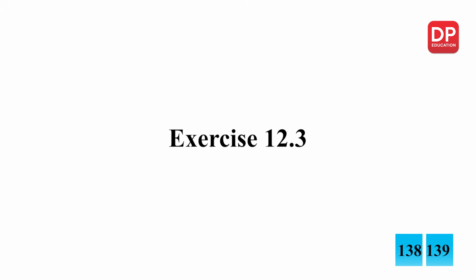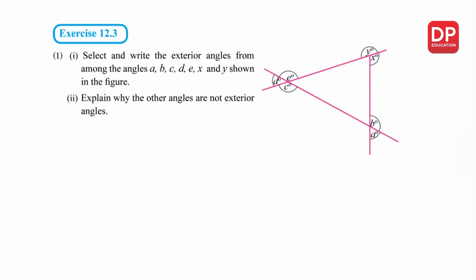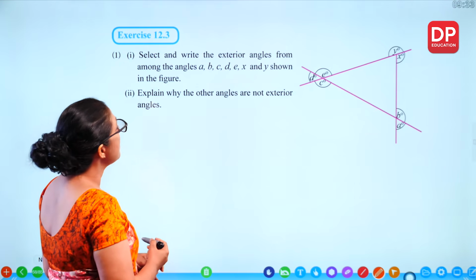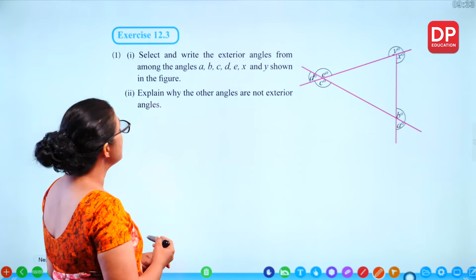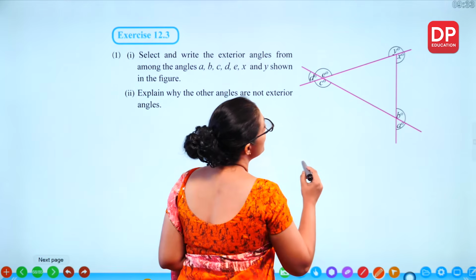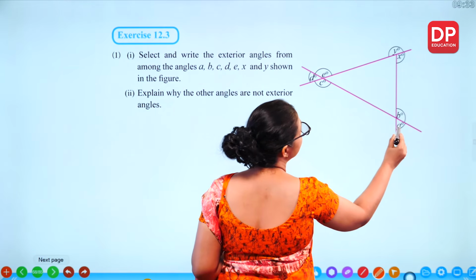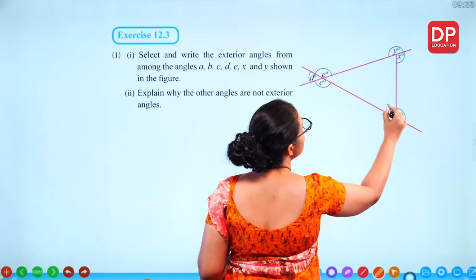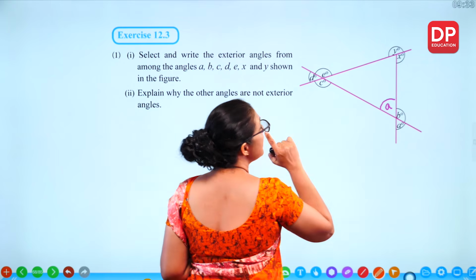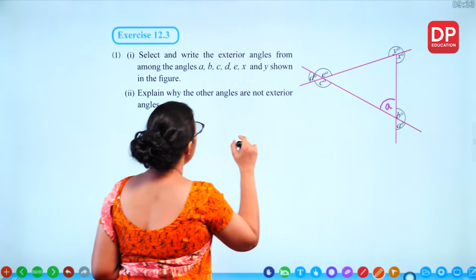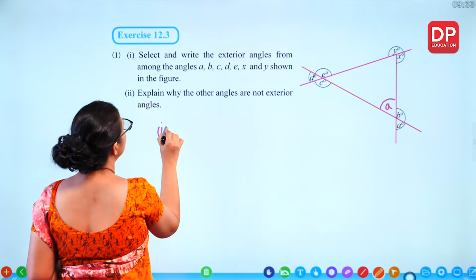Exercise 12.3. First question. Select and write the exterior angles from among the angles A, B, C, D, E, X and Y shown in the figure. Explain why the other angles are not exterior angles. So when you take A, this angle is this. So that's an interior angle. So B is an exterior angle.